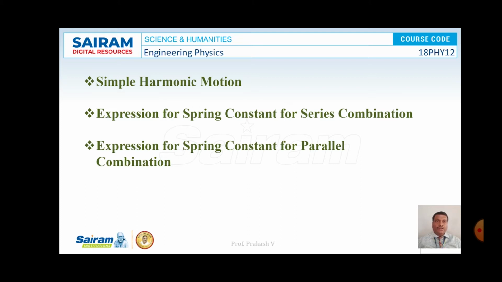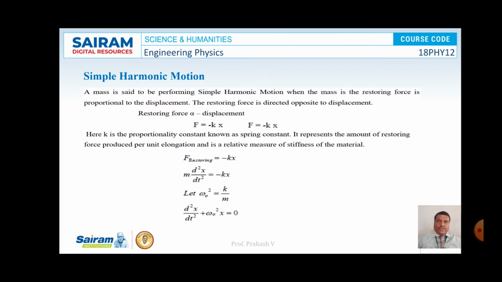Now let us concentrate on what is simple harmonic motion. A mass is said to be performing simple harmonic motion when the restoring force is proportional to the displacement. The restoring force is directed opposite to the displacement. The restoring force is proportional to the negative of the displacement, or F is equal to minus kx, or F is equal to minus k into x. Simple harmonic motion, if we consider, is the oscillatory motion of a body where the restoring force is proportional to the negative of the displacement. A body executing simple harmonic motion is called a harmonic oscillator.